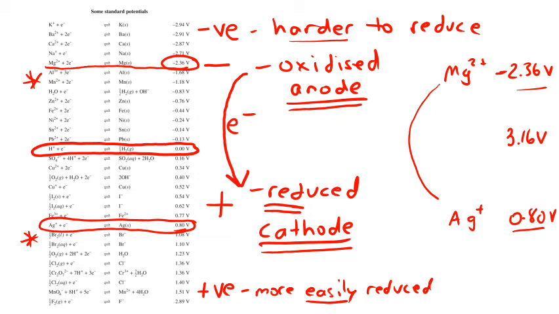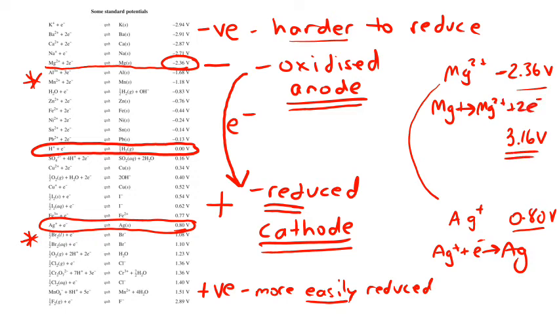What would actually happen? Silver will gain electrons, that's reduction, to form solid silver. Magnesium will be oxidized by losing 2 electrons. And you can see why we end up with 3.16 volts. If magnesium is reduced, the voltage is minus 2.36 volts. But it's not going to be reduced, it's going to be oxidized. So we're actually going to have the opposite voltage because we've got the opposite reaction. It'll actually be plus 2.36 volts. So one reaction is producing plus 2.36, one is producing plus 0.8. We end up with overall 3.16 volts.